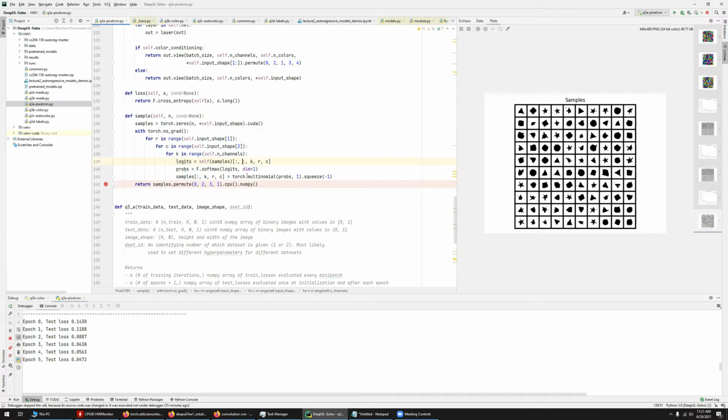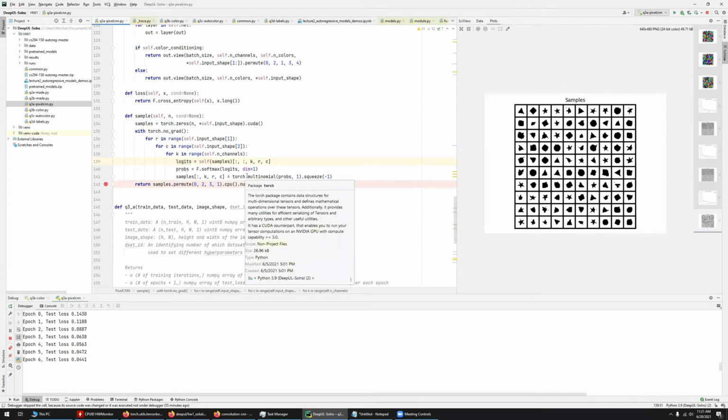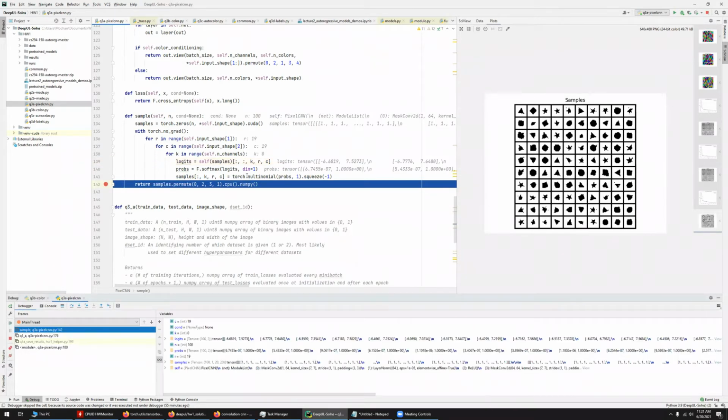So let's see what it is. Yeah, the input shape is 1 by 20 by 20. So samples is 100 by 1 by 20 by 20. So it's that one that is there and gets squeezed out later, or because when he does later on the dot multinomial, that goes away. But here there seems to be one more. See, this only seems to be 4 dimensions. Samples only has 4 dimensions.